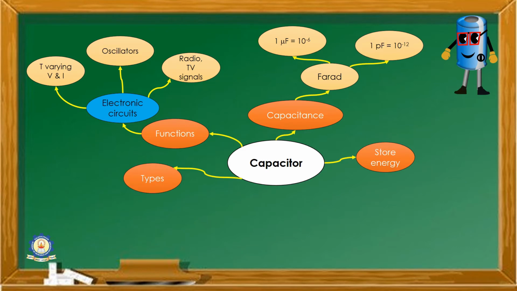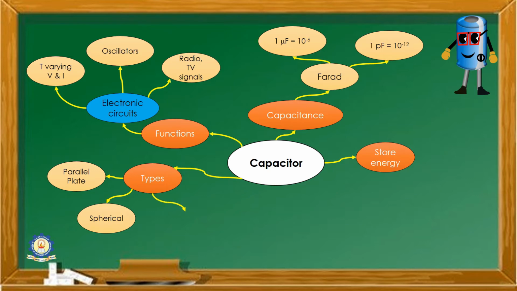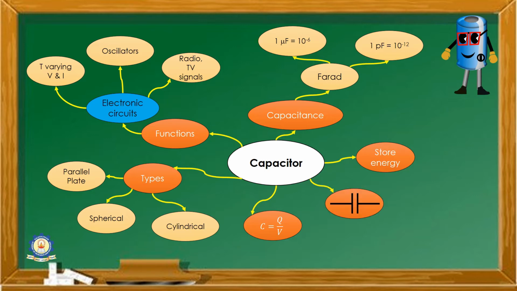Types of capacitors: we have parallel plate capacitors, spherical capacitors, and cylindrical capacitors. This is the famous equation regarding the capacitor that connects the charge and the potential or the voltage. The symbol for the capacitor is two parallel plates like this. So this is the brief introduction about the capacitor. Let's get into it.